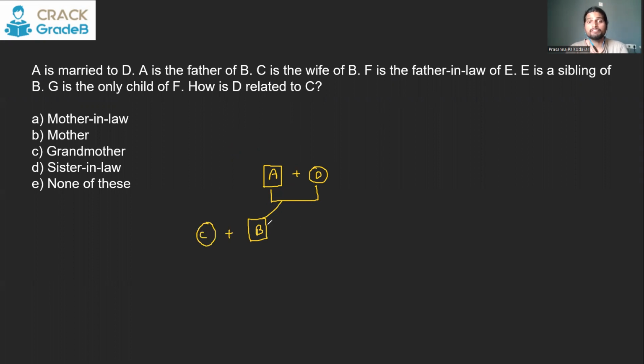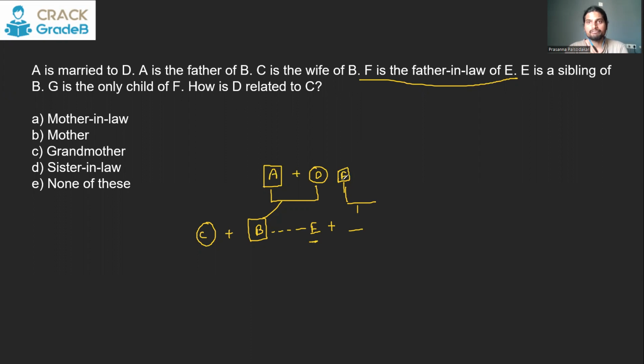F is the father-in-law of E. We don't know who is F, who is E. So keep that statement on hold. E is the sibling of B. So E will marry somebody, and F being the father-in-law of E, F will be the father of that person. So F will be the father of E's partner. G is the only child of F.